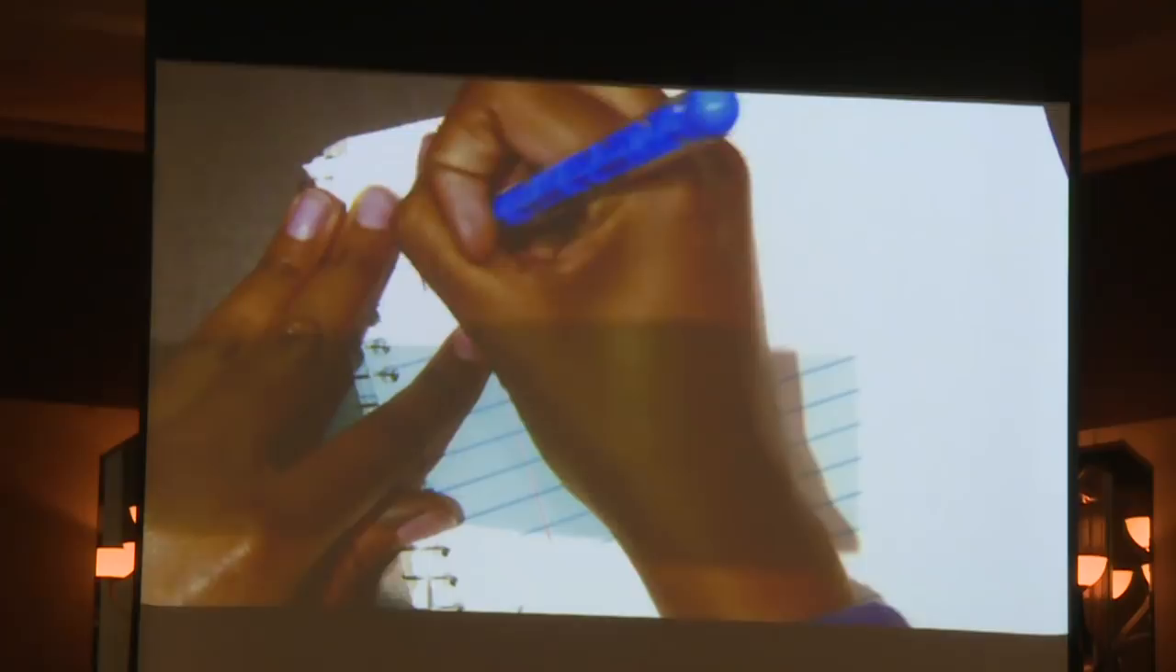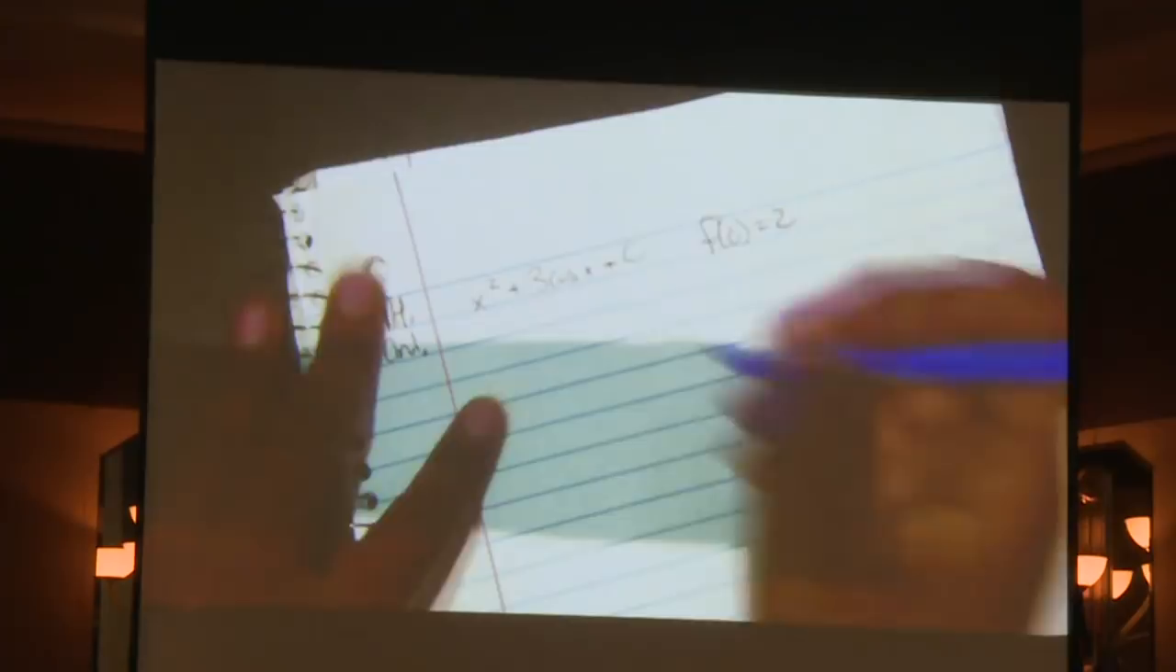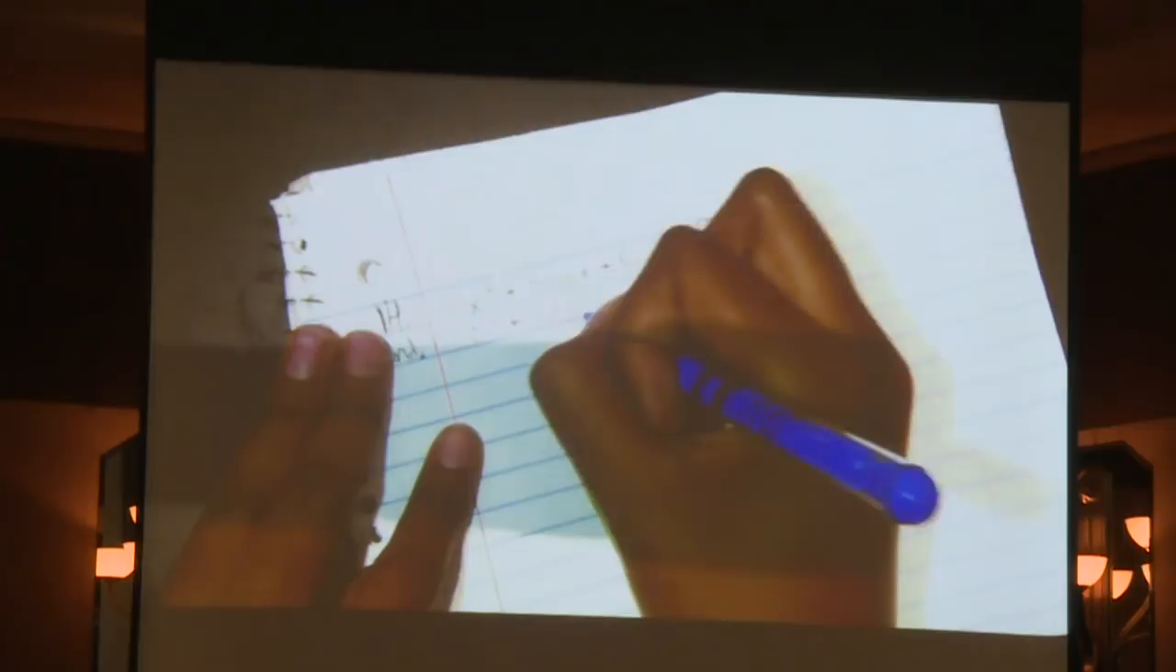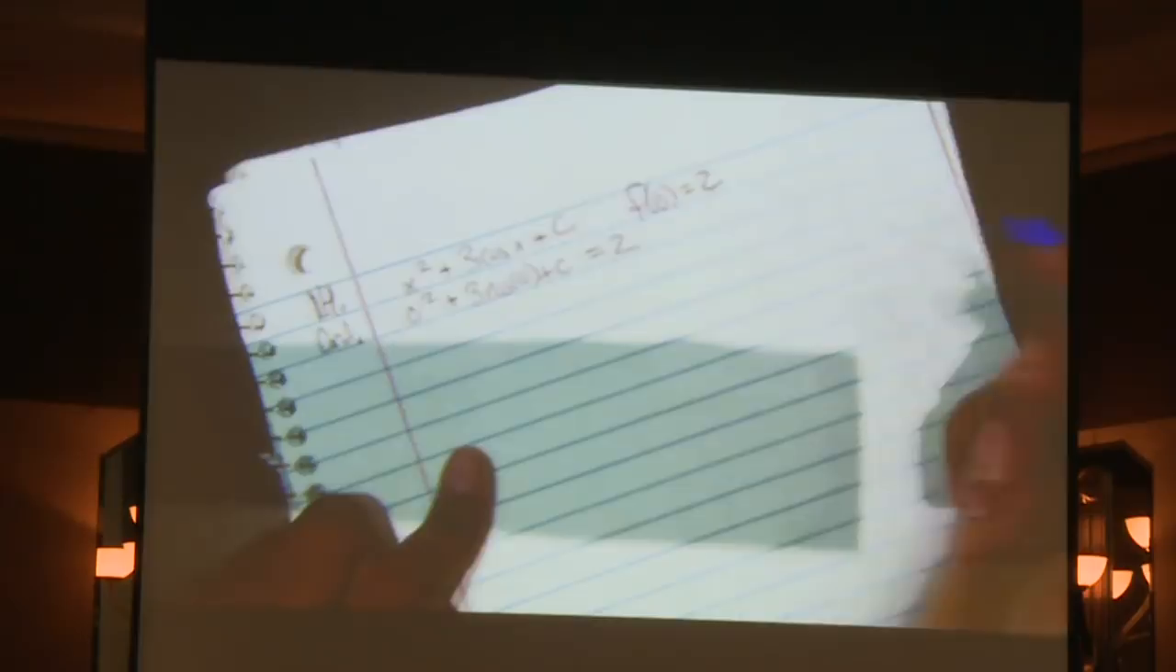So now I have this, and my equation is x squared plus 3 cosine x plus c, and I'm given f of 0 equals 2. So when my x equals 0, my entire equation is equal to 2, so I'm going to plug in 0 squared plus 3 of cosine of 0 plus c equals 2. Everybody see that? So for every x, I plug in 0, and then I just set that entire equation equal to 2. And now I solve.